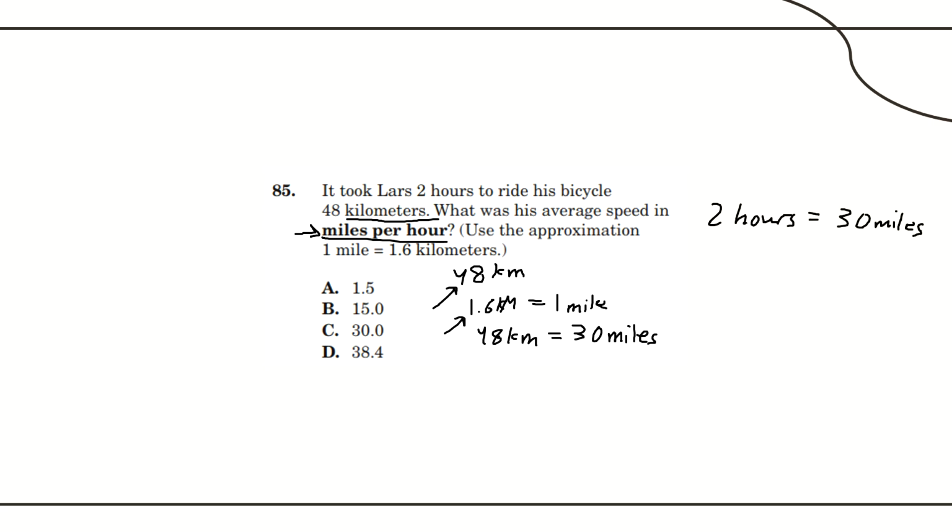And if I want to find out miles per hour, I would divide both sides by 2 hours. So it would be 15 miles per hour. And that would be answer choice B.